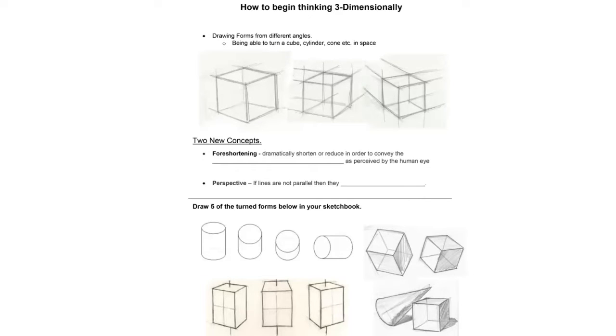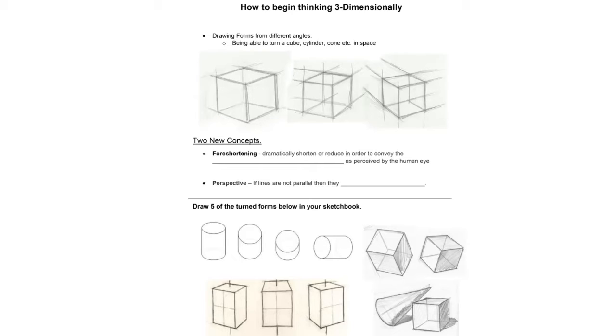Today, we're going to talk about two new concepts. The first one is foreshortening, which is dramatically shortening or reducing to convey perspective to the viewer, meaning you take one angle and make it smaller than another one, and it makes that angle look like it's changed its view. And then perspective, literally, is when lines are not parallel, then they recede. We're going to talk about what that means, because everything that we draw when we're drawing just basic forms, we use parallel lines.